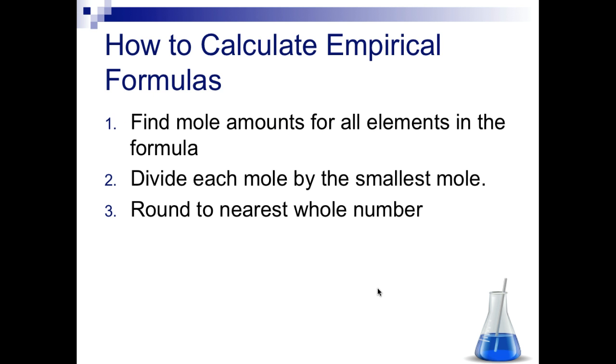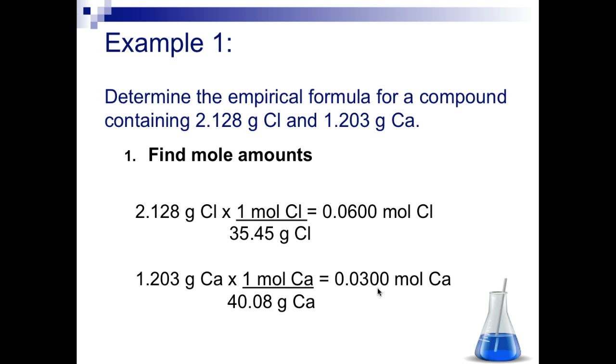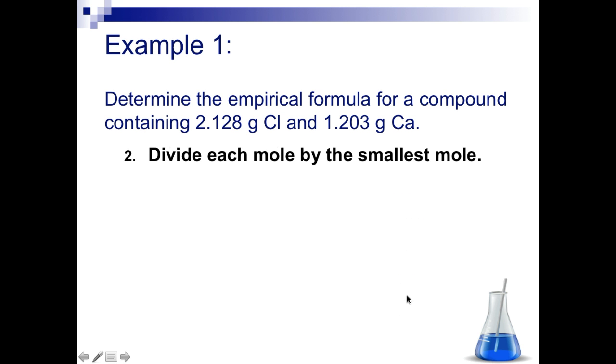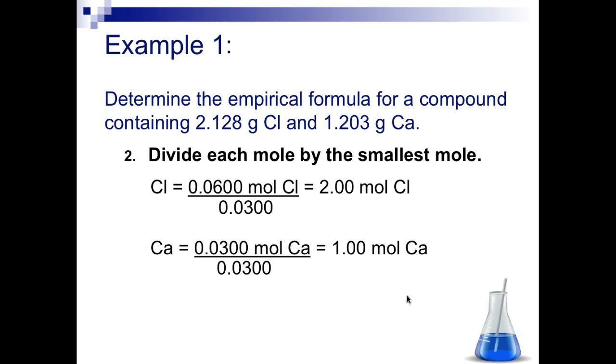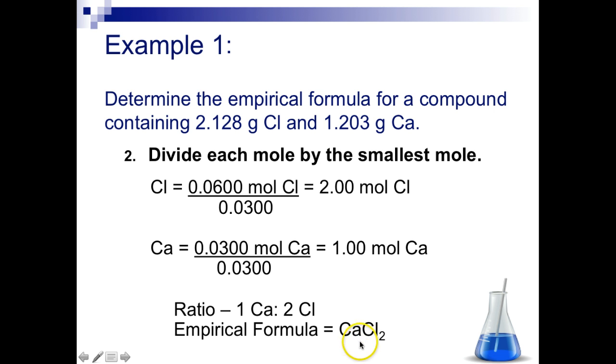Step 2 tells us to divide by the smallest whole number. So after we've calculated this, the smaller of the two is going to be 0.0300. It's the smallest mole number. So next, we're going to divide each by the smallest mole number. So chlorine divided by 0.0300 is going to be 2 moles of chlorine, and calcium is going to be 1. So when we put that into a formula, this means that we have one calcium atom for every 2 chlorine atoms. And that formula looks like the following. We have 1 Ca and 2 Cls.